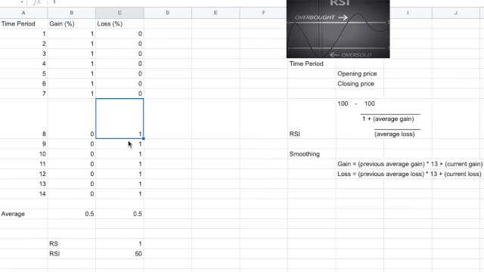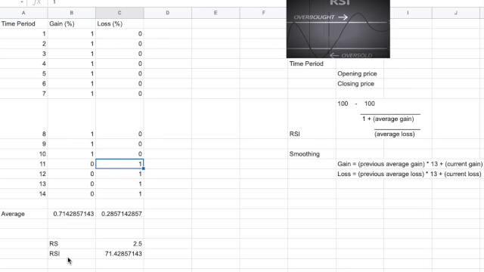Now let's say you have increased gain, so you have one more gain instead of loss, you will see the number is moving up. Let us put one more, the number is moving further up, and if I put one more, the number becomes 70. So the value of RSI above 70 and below 30 are the interesting values that people look for.